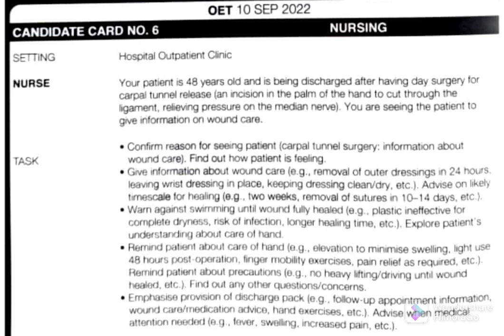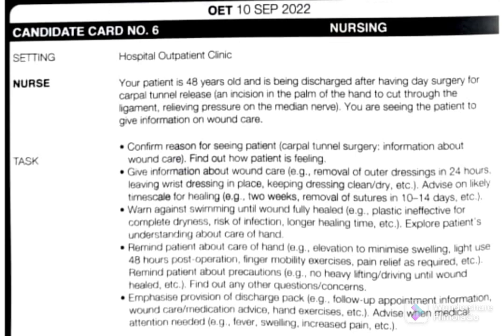I can just give the instruction. Here you have to take care because you are going to give some more advice regarding the wound care, hand care, some restrictions, everything. Here you should not use "you have to", "you need to", "you should", these things you have to avoid. How can we present the things? The first thing: removal of the outer dressing in 24 hours, leaving the wrist dressing in place, keeping the dressing clean and dry. Then advice on the likely timescale for healing, that is 2 weeks, removal of sutures in 10 to 14 days.